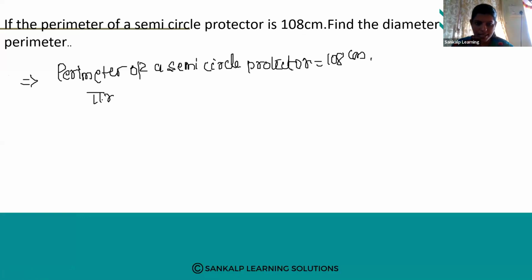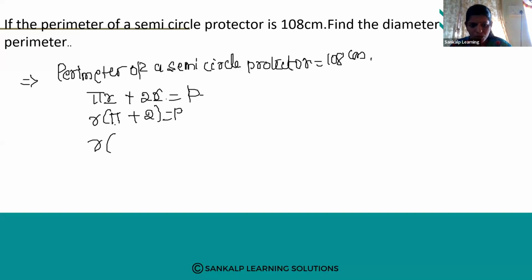Next, we know the formula that I just told, 2 pi r divided by 2 gets cancelled, so pi r plus 2r is equal to P, the perimeter of a semicircle protector. Here r is there, here also r is there, so I will take r common. What remains in the bracket? Pi plus 2 is equal to P. Next, r into pi value is 22 divided by 7. If they give pi as 3.14, use that value. Otherwise, by default 22 divided by 7 plus 2 is equal to 108.